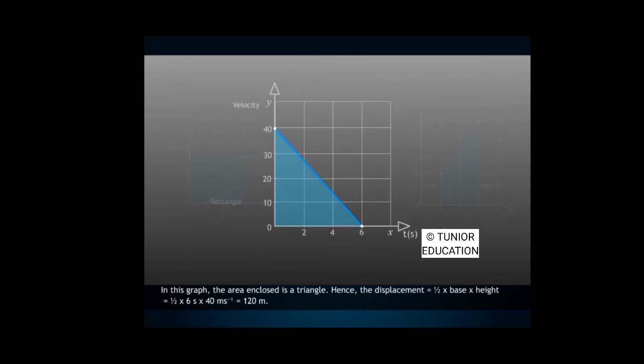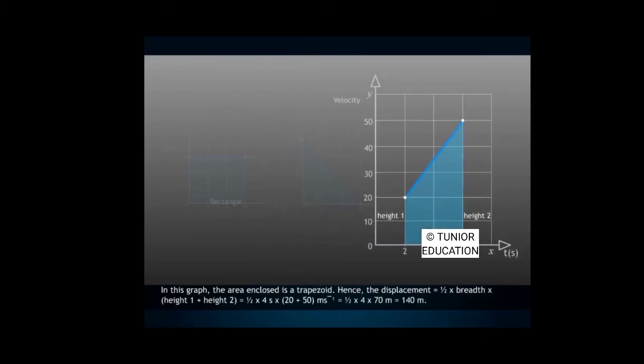In this graph, the area enclosed is a triangle. Hence, the displacement equals half into base into height, which equals half into 6 seconds into 40 meters per second equals 120 meters. In this graph, the area enclosed is a trapezoid. Hence, the displacement equals half into breadth into height 1 plus height 2 equals half into 4 seconds into 20 plus 40 meters per second, which equals half into 4 into 70 meters, which equals 140 meters.